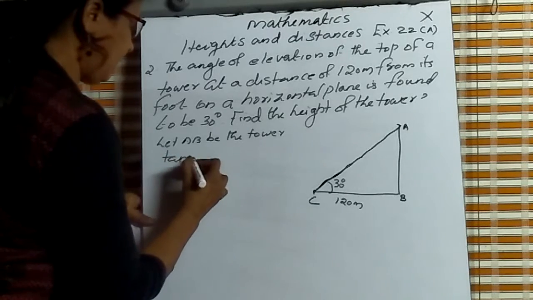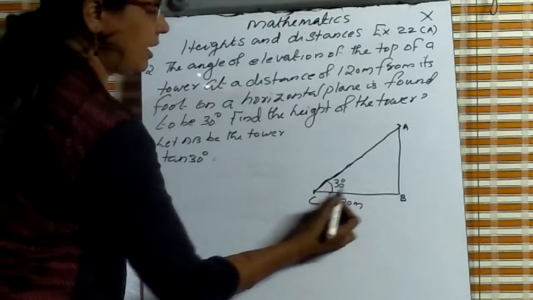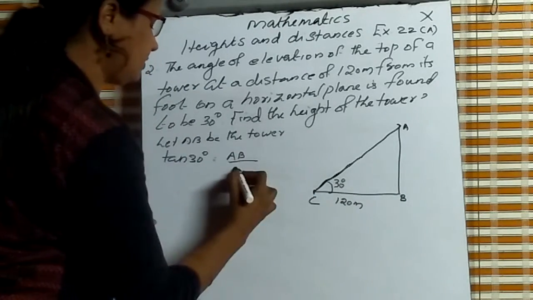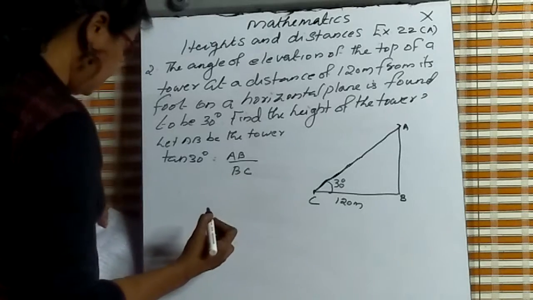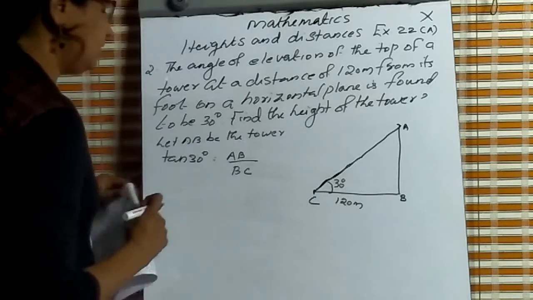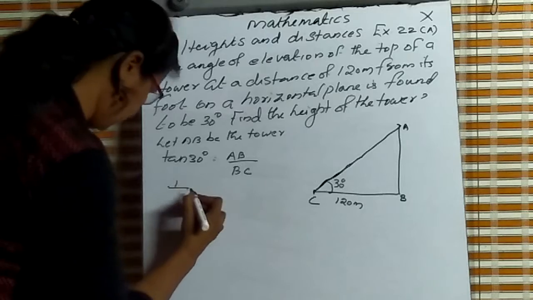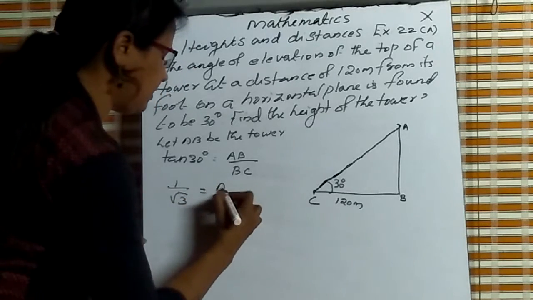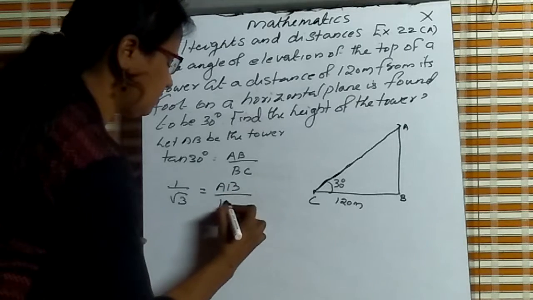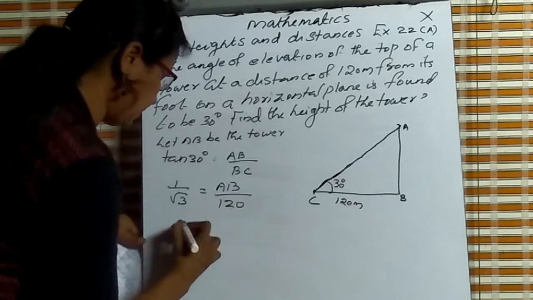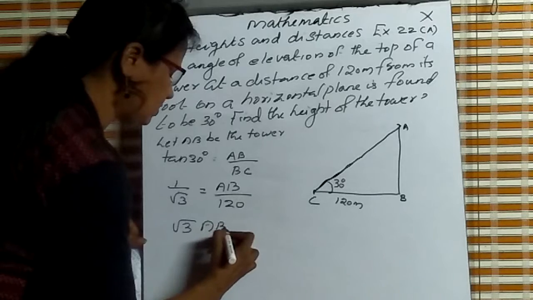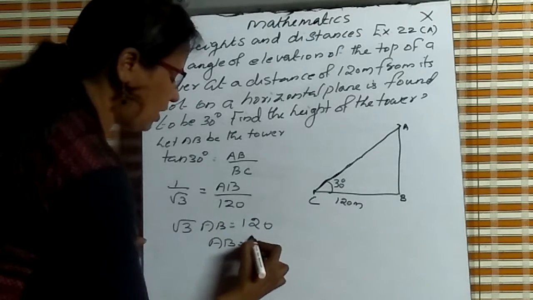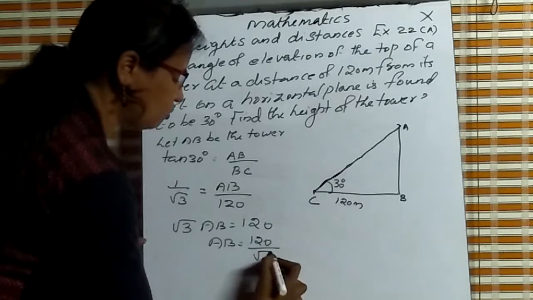What is tan 30? Tan 30 is opposite side AB by adjacent side BC. We know that the value of tan 30 is 1 by root 3, which is equal to AB divided by BC, which is 120. Cross multiplication, root 3 AB is equal to 120. So AB is equal to 120 divided by root 3.